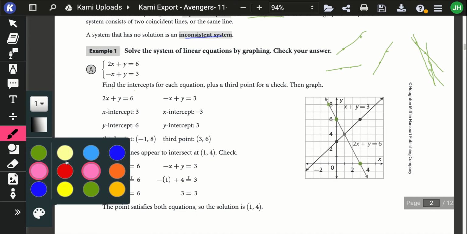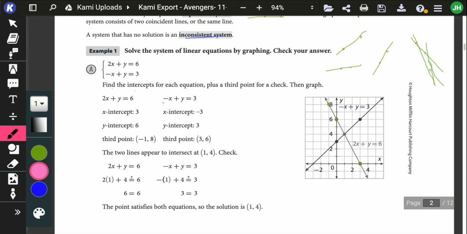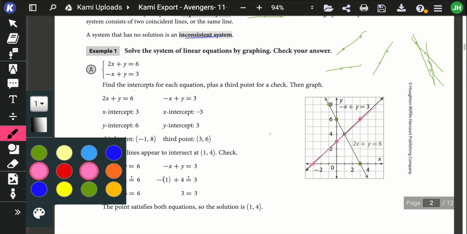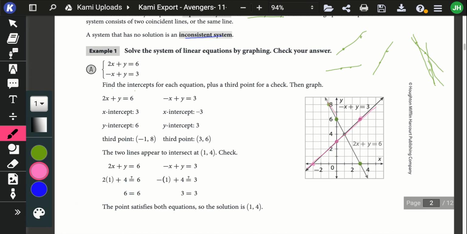Now let's look at the next line. When y is 0, x is -3. So -3, 0 is right here. When x is 0, y is 3. So 0, 3 is right here. The third point, when x is 3, -3 plus what equals 3? 3 plus 6 equals 3, or sorry, yeah, 3, 6 is right here. So there's our 3 points. Here's our pink line. Here's our green line.